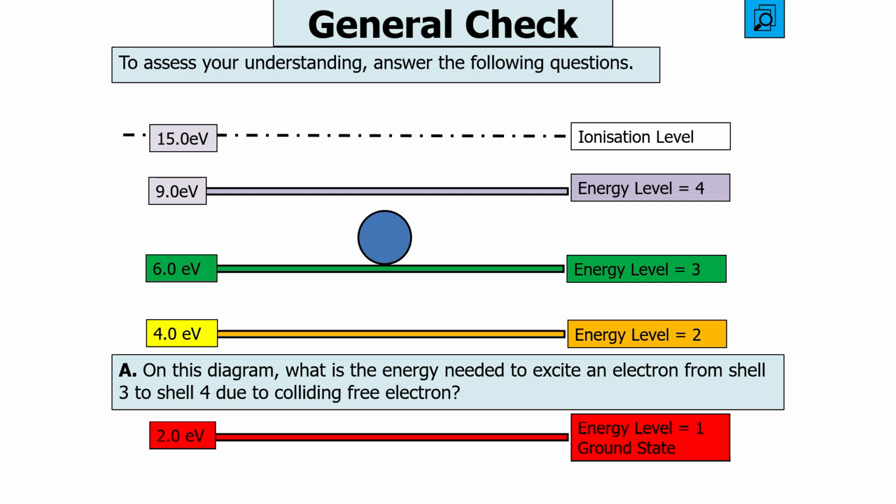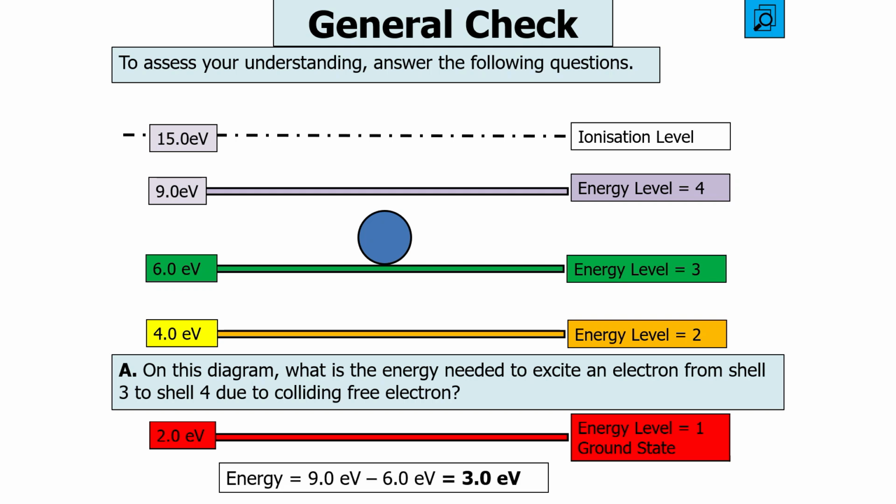On the diagram, what is the energy needed to excite an electron from shell 3 to shell 4 due to a colliding free electron? So pause the video now, then unpause the video when you want to go through your answer. It is 9 eV minus 6 eV, so it is 3 eV.